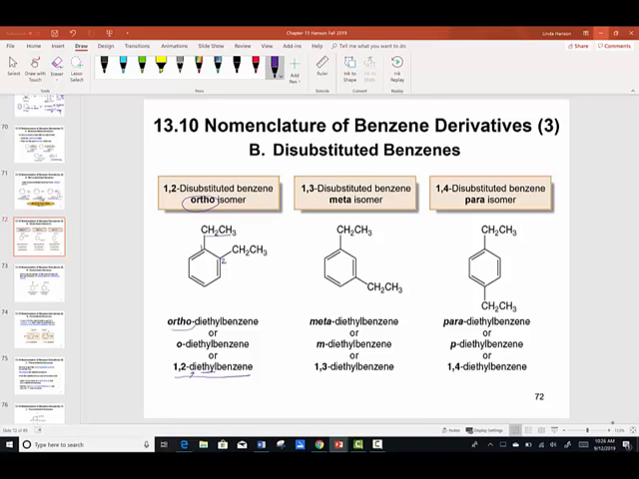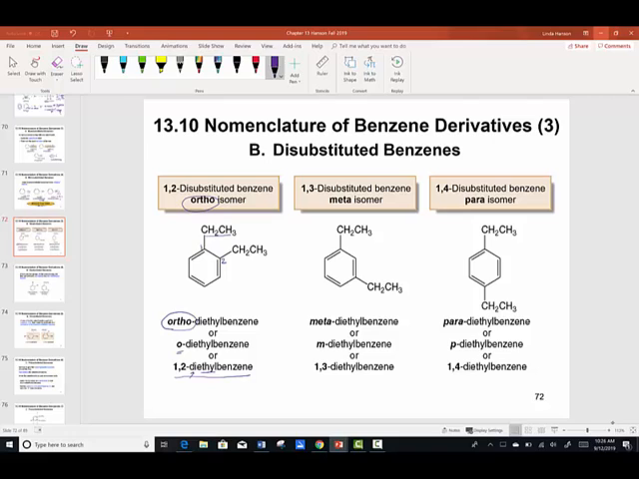However, more often you're going to hear a prefix for that position called ortho, and we shorten that to be O. Ortho-diethylbenzene is how I still read that. Even if I see an O, I hear myself saying ortho. 1,2-diethylbenzene is also known as the ortho position 1,2.